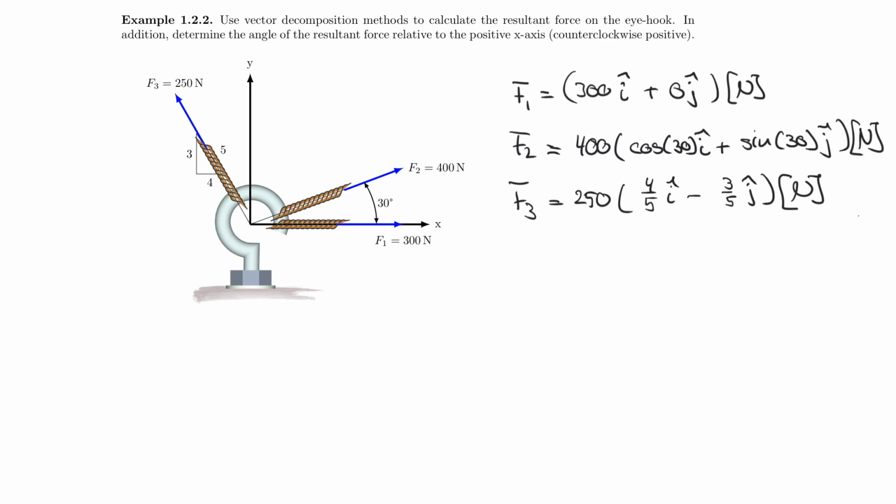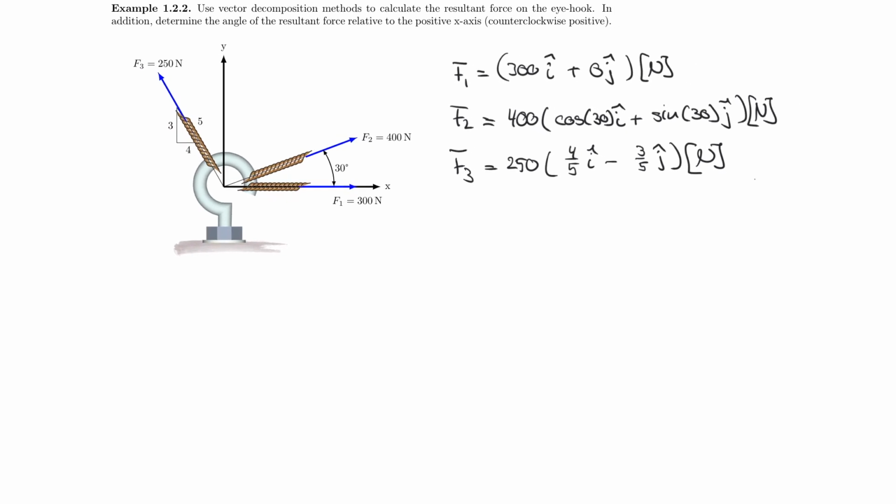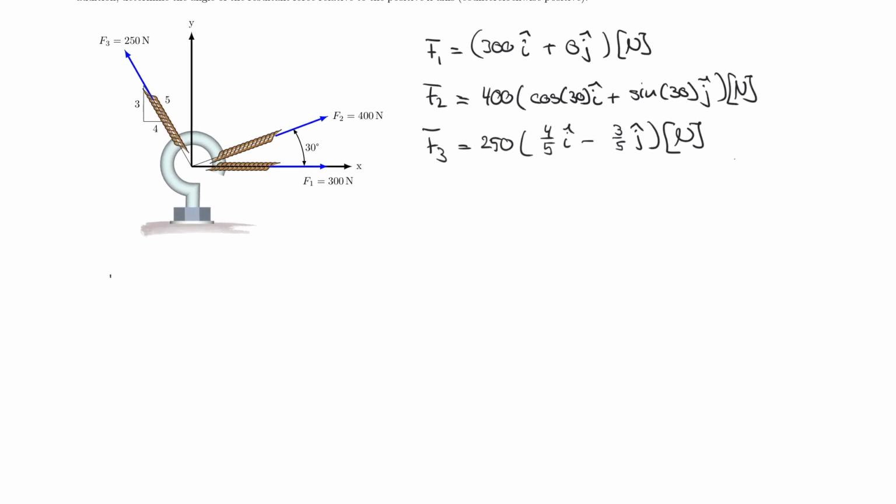So the last thing I need to do now is vector addition, and I just need to combine all these numbers. So let's write that down. My F resultant is equal to 300 plus 400 cosine 30 plus 250 over 5, and all of this is i hat.